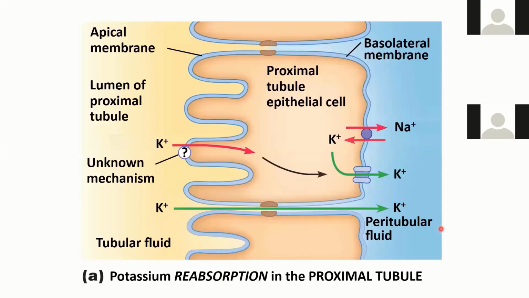Okay. So now we're going to look at some pictures of what the potassium is doing in our different types of cells. So here we see our proximal tubule principal cell.